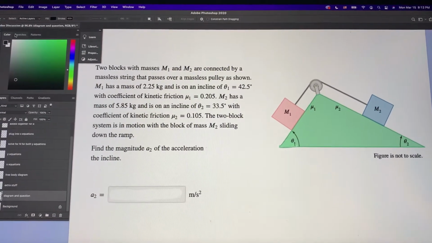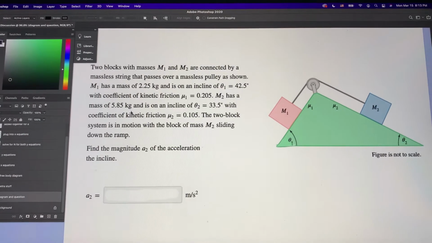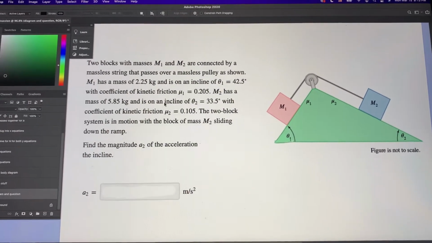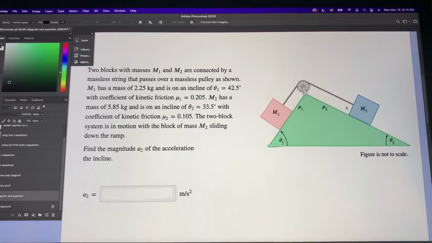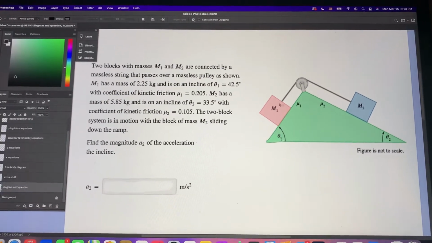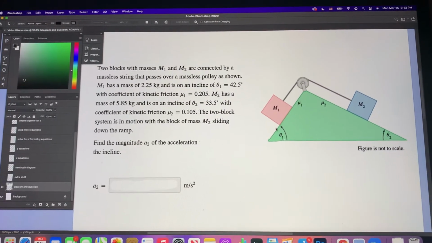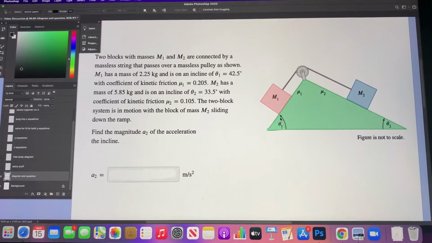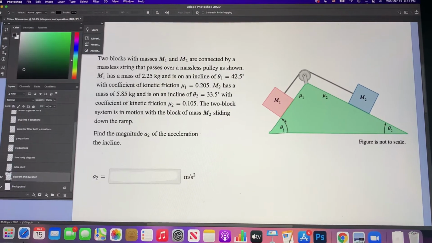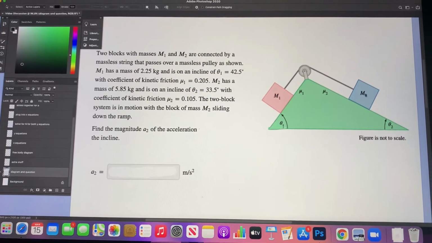So this is the problem that I think would be good to demonstrate understanding of Newton's laws of motion. Two blocks with masses m1 and m2 are connected by a massless string that passes over a massless pulley as shown. M1 has a mass of 2.25 kilograms and is on an incline of theta 1 equals 42.5 degrees with coefficient of kinetic friction mu1 equals 0.205.